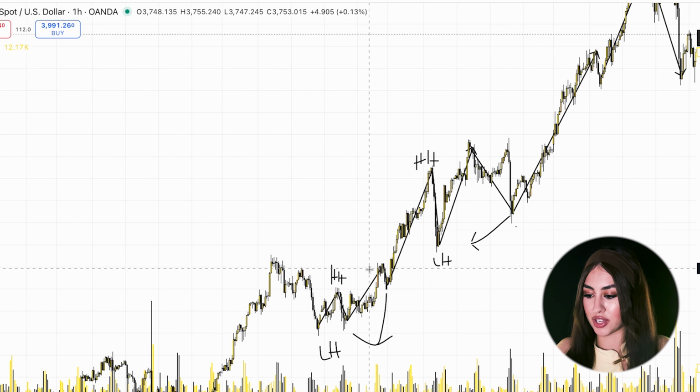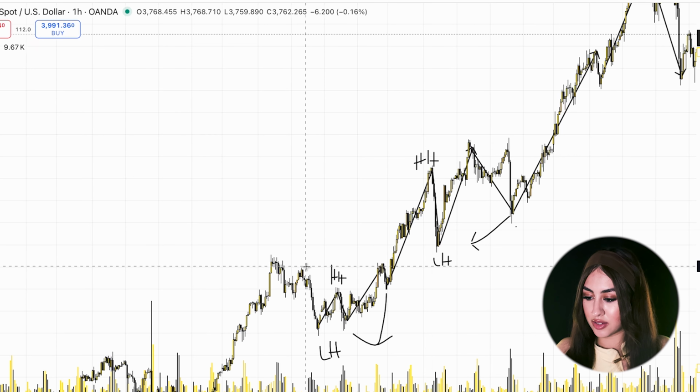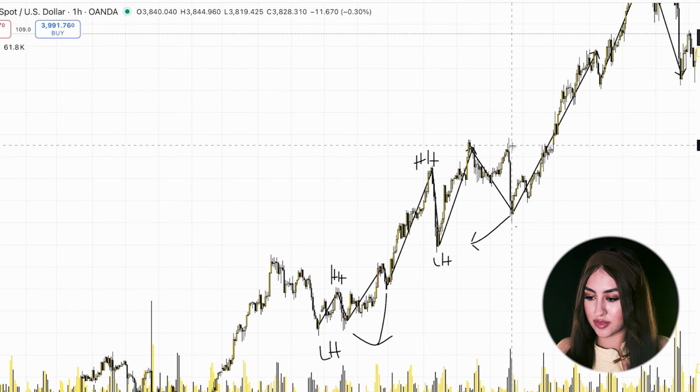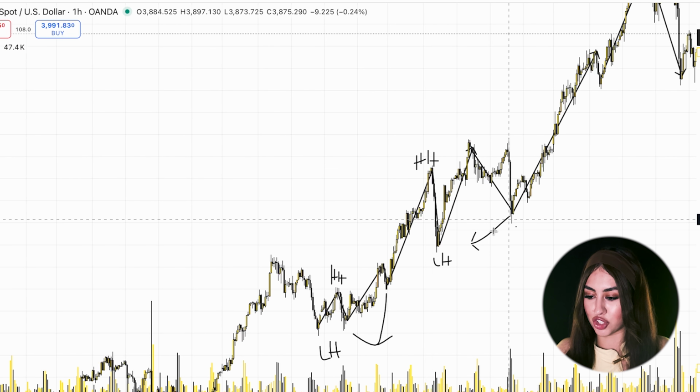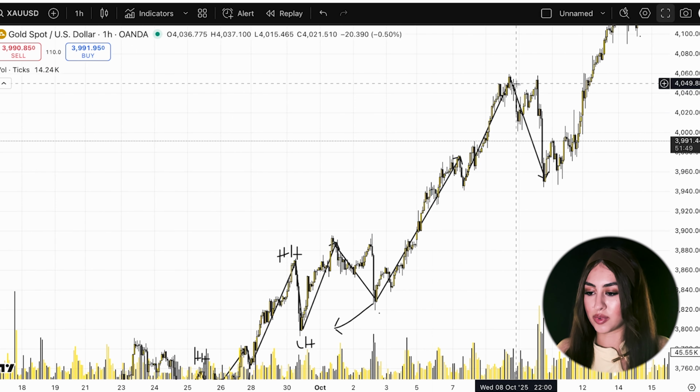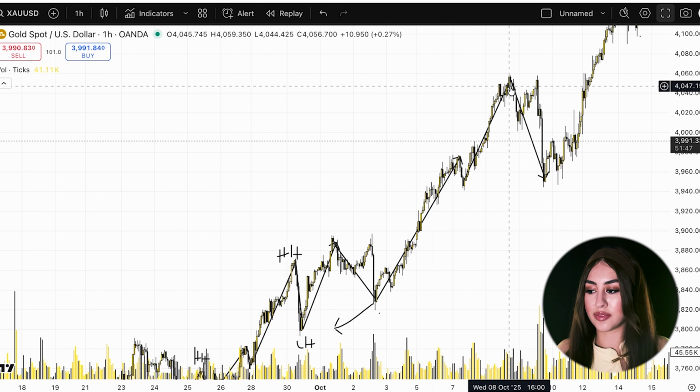It's breaking structure here, right? This broke structure from here. This broke structure from here. It pulls back, but this did not break structure from our previous lower high. And then gold makes an all-time high here.